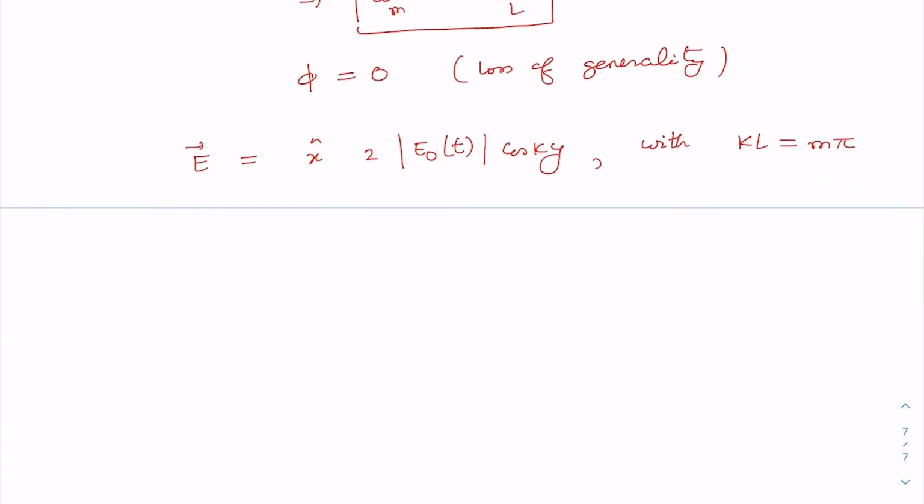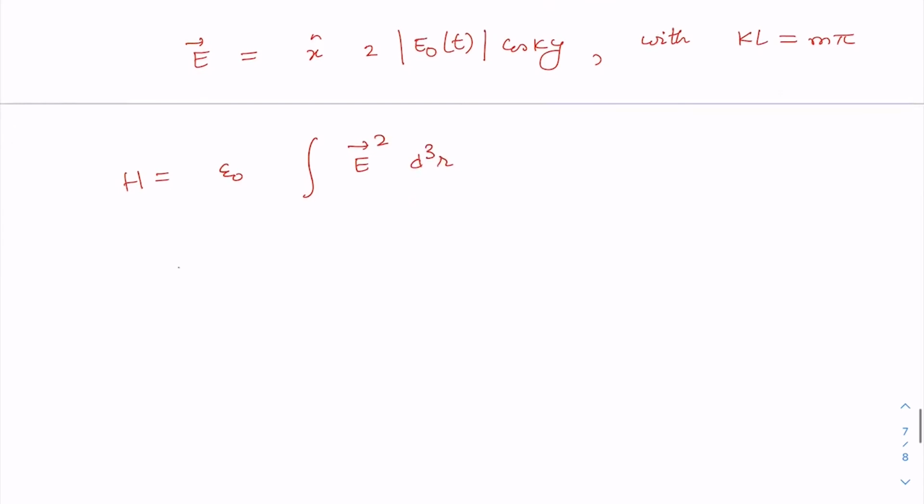Now let us evaluate the integral. H is equal to epsilon 0 times the integral of E square d3r. Actually, this is a volume integral, so let me open it up. We are integrating over the whole cubical box. So x goes from 0 to L, y goes from 0 to L, z goes from 0 to L, and the electric field I have here. Okay, let me just write here x cap.